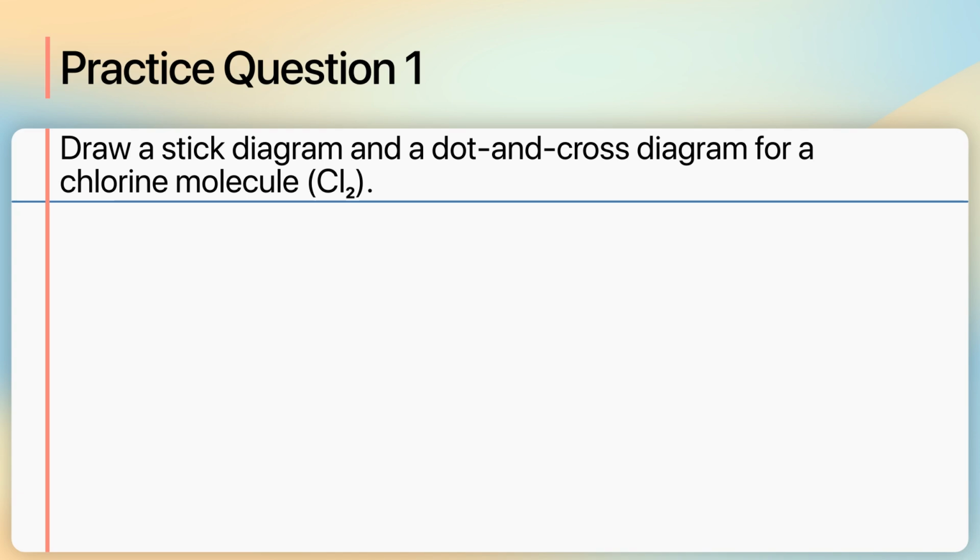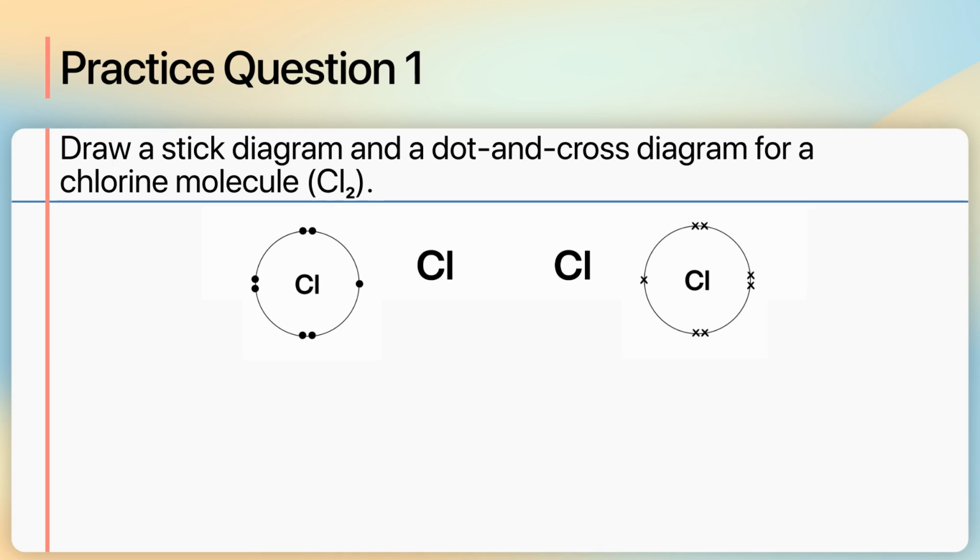Start by drawing the symbols for each atom involved. Here we have 2 chlorine atoms. Next, recall that chlorine has 7 valence electrons. To achieve a full outer shell, each chlorine atom needs 1 more electron. This tells us each chlorine atom will share 1 electron with the other chlorine atom, giving a single bond.